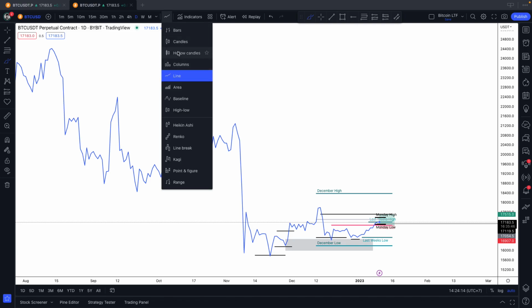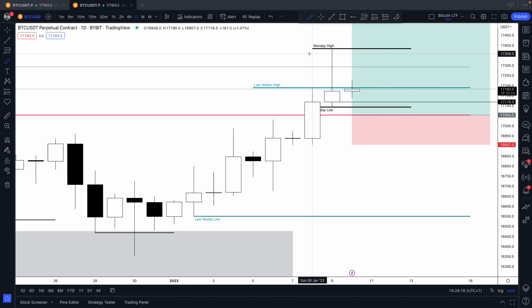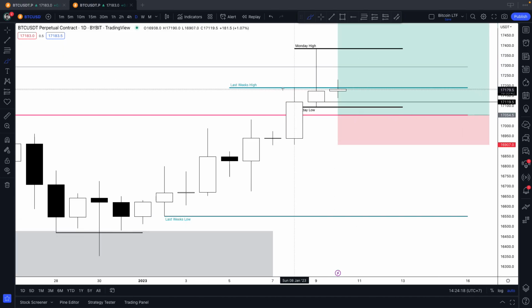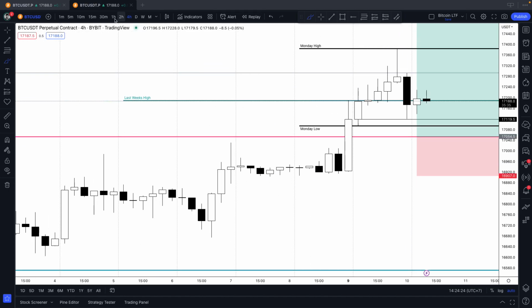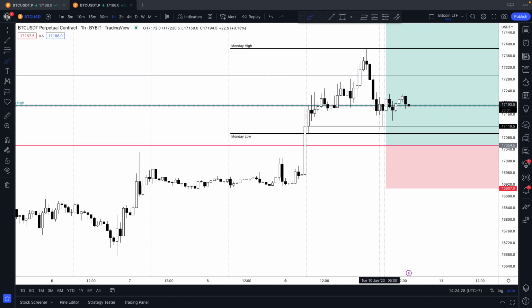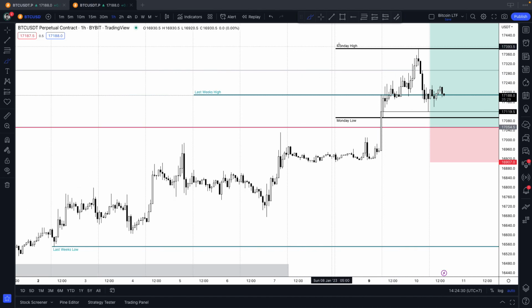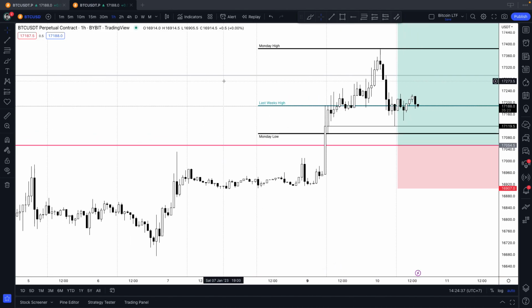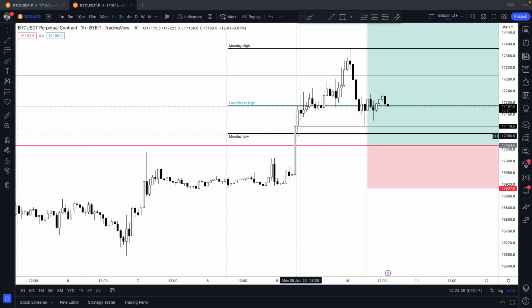So let me bring the candles back. Now we know we've got an SFP and we can see it's now trading into last week's high. What time frame were we on? H1, that'll do. So we're hugging that level currently. Let's get that in. And we are still within Monday's range. We have Monday low there, which is clean highs, clean lows. We're above the weekly open.